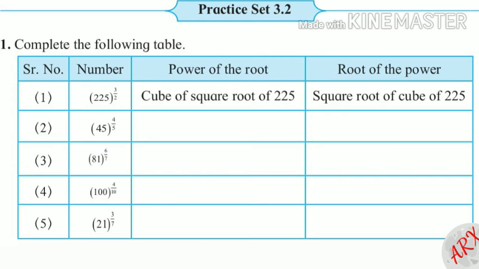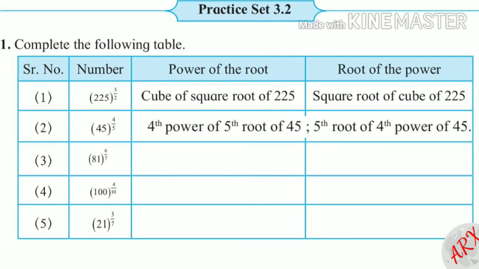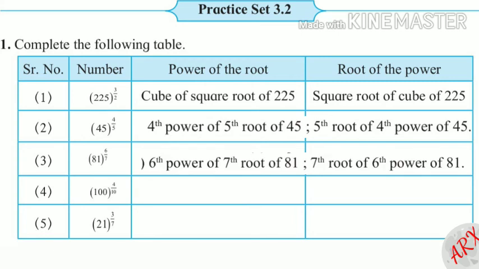Now second example, 45 raised to 4 upon 5. So power of the root will be 4th power of 5th root of 45 and root of the power will be 5th root of 4th power of 45. Now third example, 81 raised to 6 upon 7. So answer will be 6th power of 7th root of 81 and 7th root of 6th power of 81.